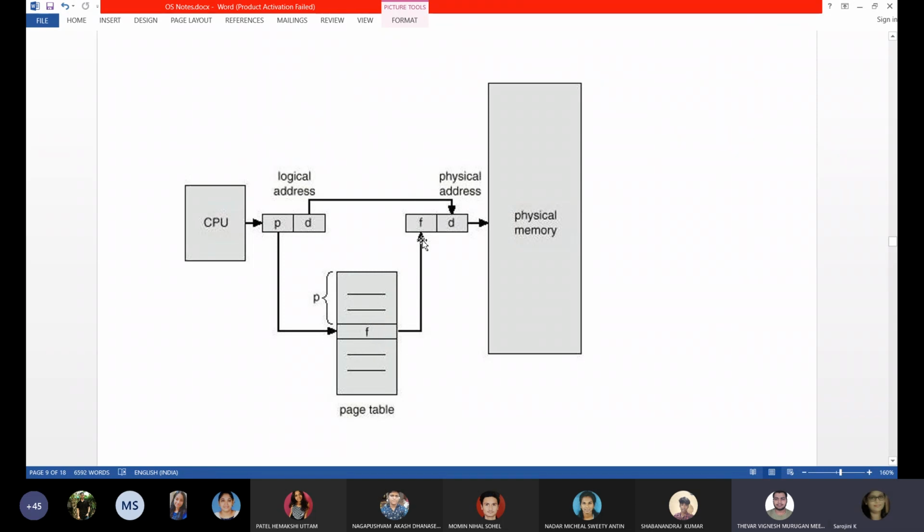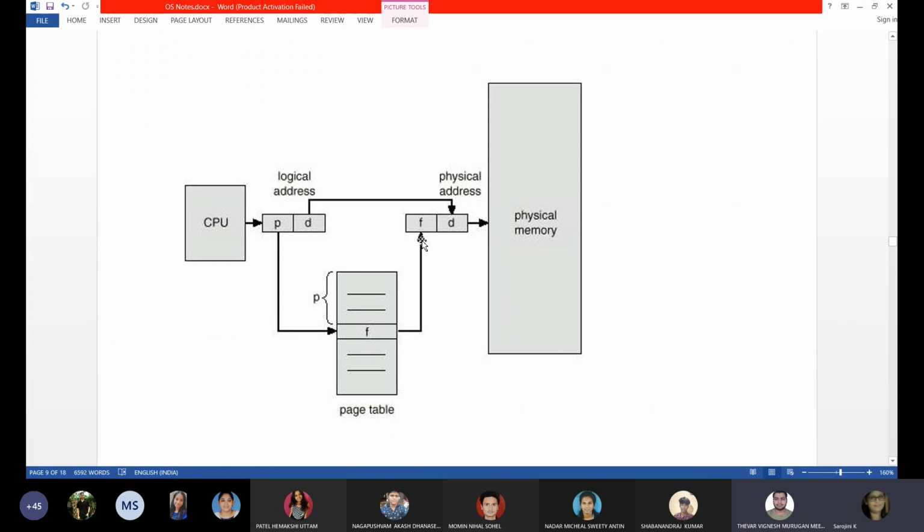So the page number 3's respective frame number is 8. Now what the MMU is doing is forming the physical address. One part of the physical address it finds with the help of the page table. How? In the logical address there was a page number. The MMU looks into the page table for that page number and finds its respective frame number. That frame number becomes the first part of the physical address.